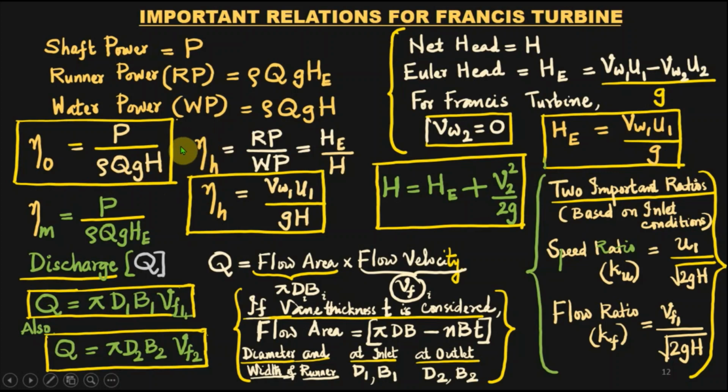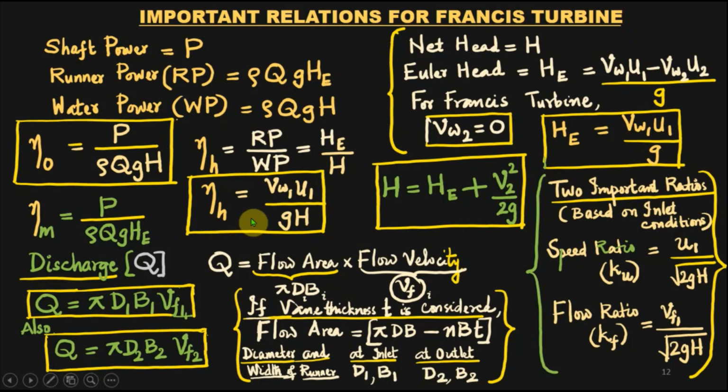The hydraulic efficiency is given by runner power by water power. So that is equal to rho Q g He divided by rho Q g H. So therefore rho Q and rho Q will be cancelled. You will get He divided by H, that is Euler head or runner head divided by the net head. Now Euler head is given by the expression Vw1 u1 divided by g for a Francis turbine. So therefore if we substitute it over here, we will get a simple expression for hydraulic efficiency.